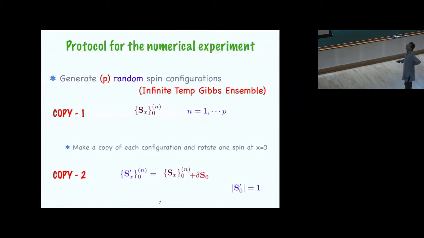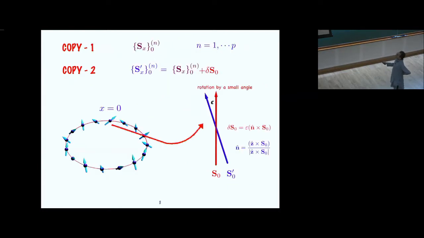Okay, so the protocol for the numerical experiment that I'll talk about is as follows. I'll generate P random spin configurations, which can be looked upon as an infinite temperature Gibbs ensemble, running from 1 to P, which I'll call copy 1. Now, I'll make a copy of each initial configuration and change only one spin, say at x equal to 0, rotated by small amounts so that the unit norm is preserved, and call that copy 2. So suppose I take the spin at x equal to 0 and rotate it by a small amount epsilon about some random vector chosen like this. So these are the two sets of initial configurations.